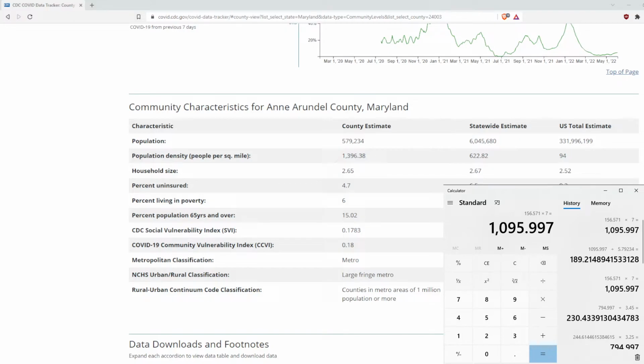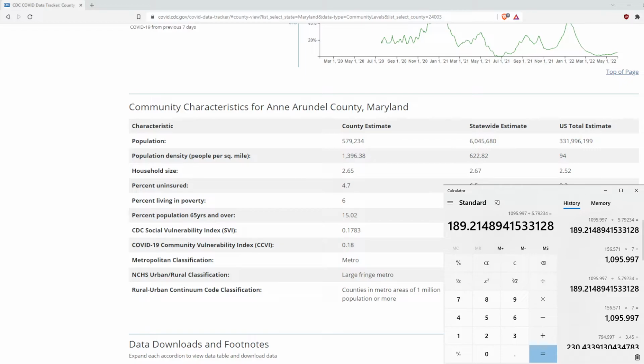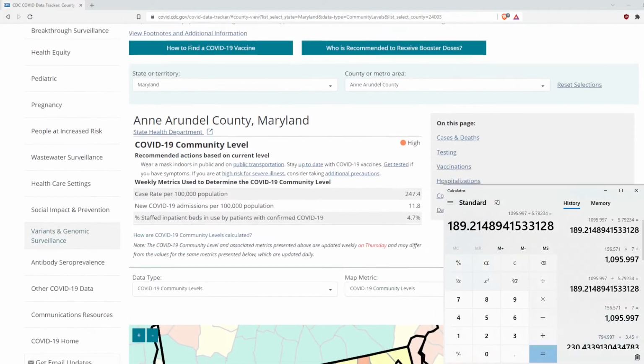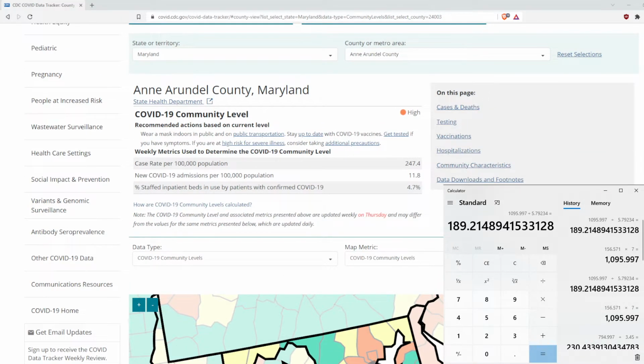And to do this, since the population of the county is said to be 579,000, we can just divide it by 5.79234, and this will get us the same conversion that is being used for the case rates up here. Now what's interesting is this number is way lower than the case rates for Anne Arundel County. And so for this week, the marking should have been for Anne Arundel County a low level, because it would have been below 200.